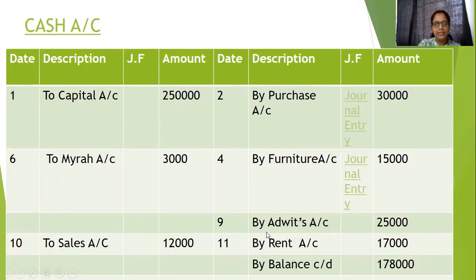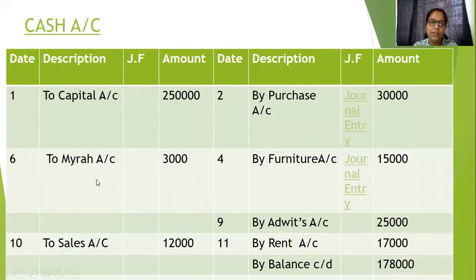We have paid to our creditor. Again, it is credited. We have paid rent. Again, it is credited. So in this way, we see we have debited certain amount for cash. We have credited certain accounts for cash. With the help of journal, we can easily make ledger account. Now we have made this.